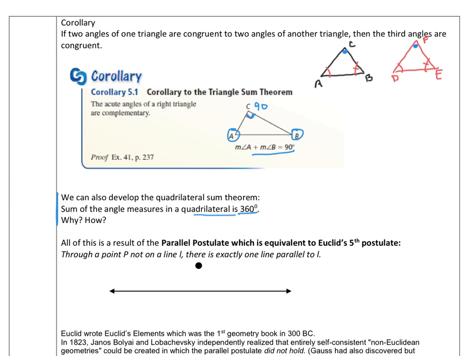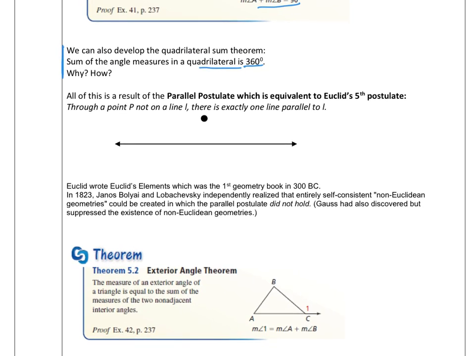So now let's talk about this. And this is the parallel postulate, which is really Euclid's fifth postulate. We've talked about it before, and it only holds true in Euclidean geometry. And this is the one where through a point P not on a line, there's exactly one line parallel. So in other words, if I have a point here that's not on this line, I can only draw one other line that's parallel to this one down here. That doesn't look so good. Let's try it again. That's parallel to this one down here, like that.